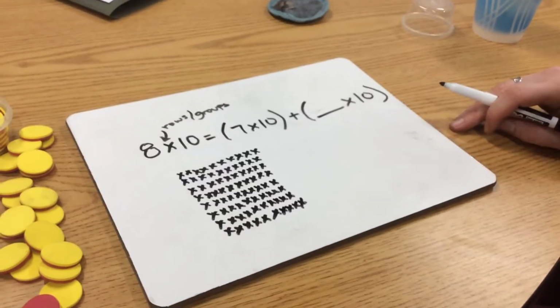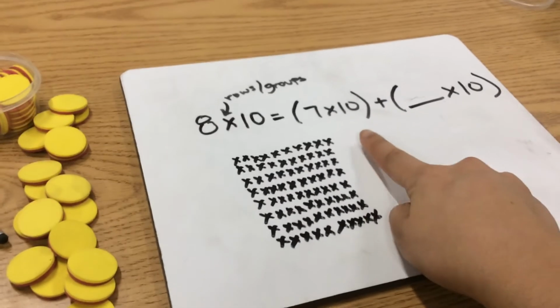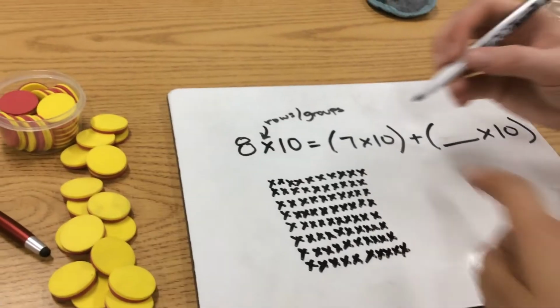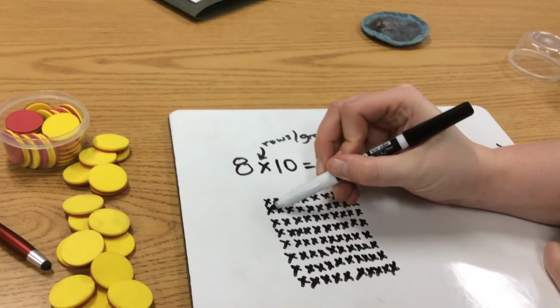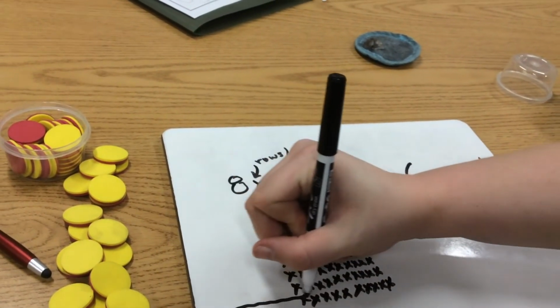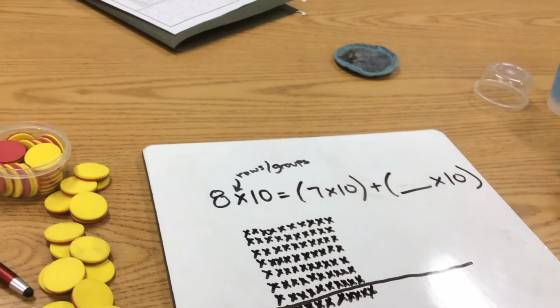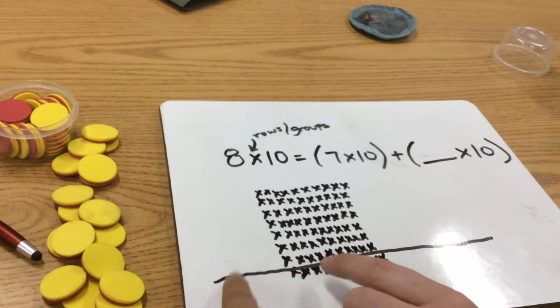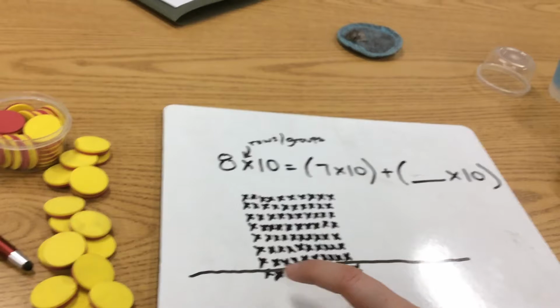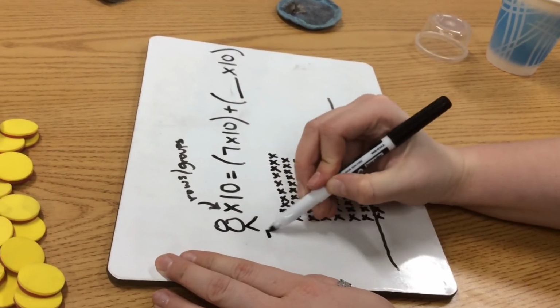So now this problem says that we distributed or split our array into 7 groups of 10. So let's partition our array. 1, 2, 3, 4, 5, 6, 7 groups. So let's draw a line. All right, so we have 7 groups of 10 as one part of our array. And then how many groups of 10 make the other part? Just one group of 10. Because I know that this is made up of 7 and 1.